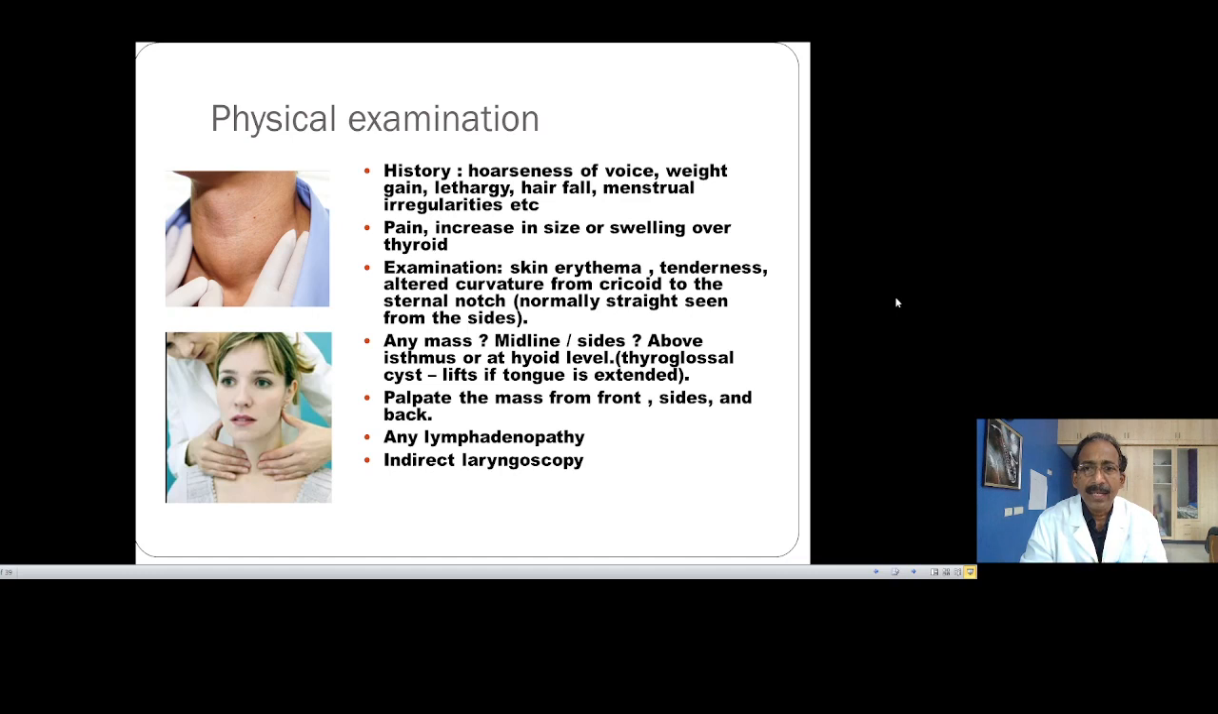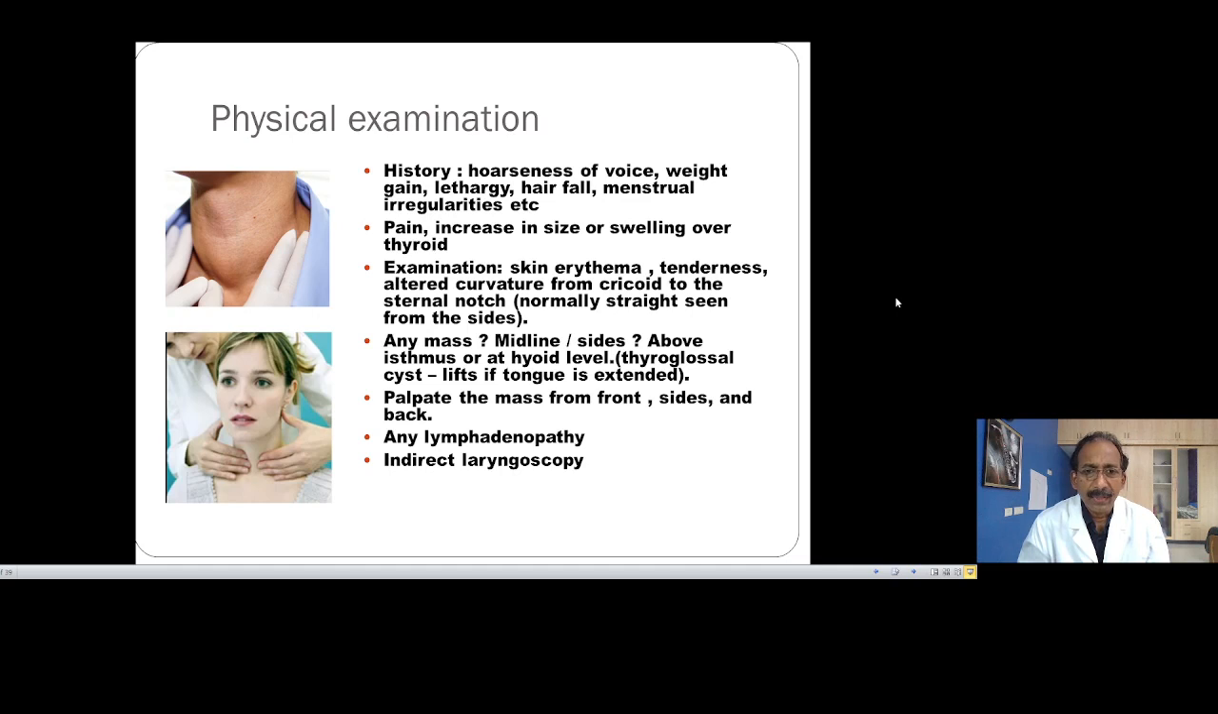And when you examine, carefully note skin erythema, tenderness of the thyroid gland, or swelling in front of the neck with altered curvature from the cricoid to the sternal arch. You can approach from the front of the patient to examine, or you can go behind the patient and put your hands to the front, fix the trachea, and then feel with two fingers on both sides. Also carefully see if the mass, if you find one, is central or at the sides.